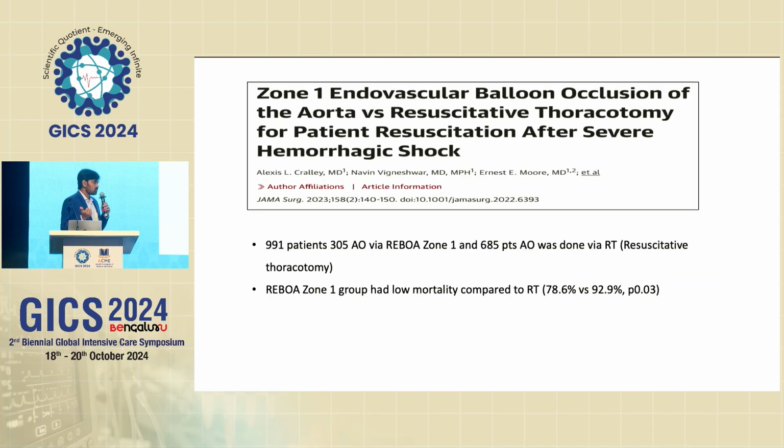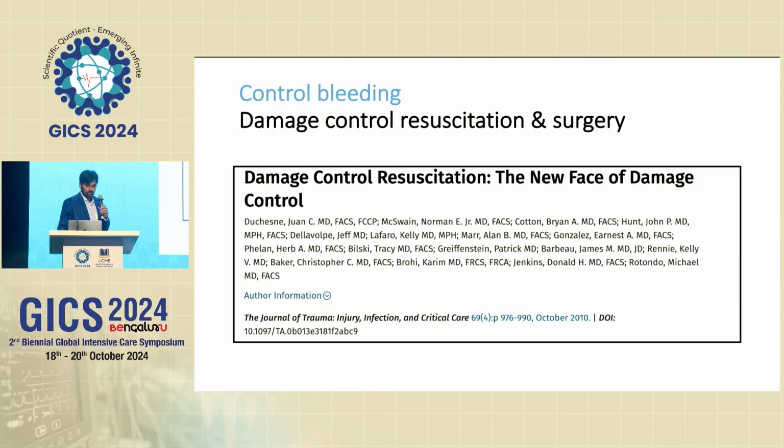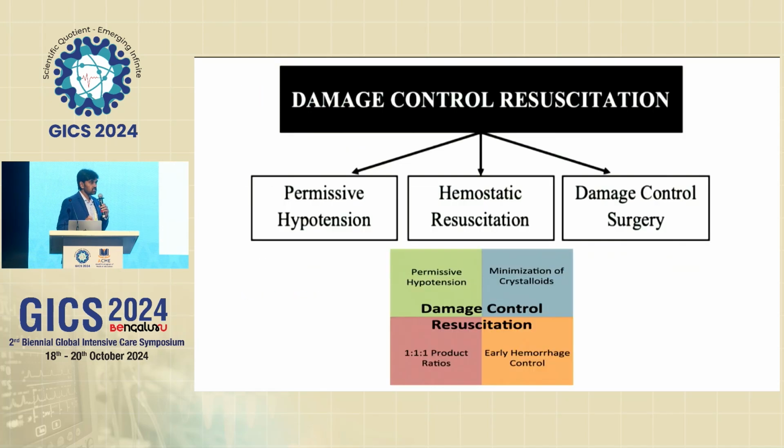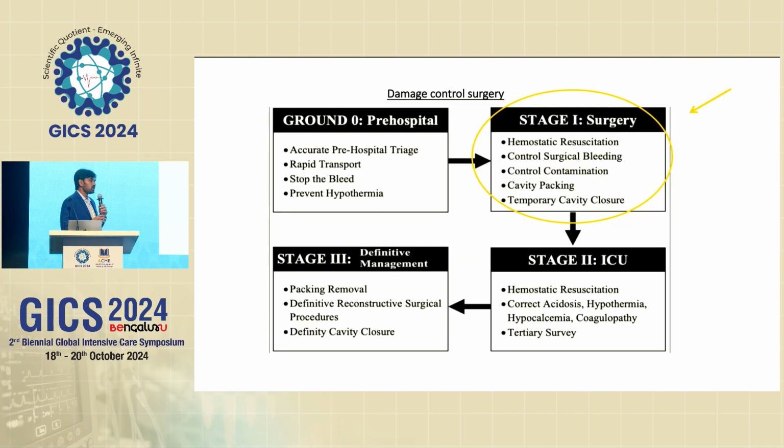But when this study compared it with resuscitative thoracotomy, it was associated with better results. Even though the majority of the patients died, fewer died in the REBOA group. So control bleeding, again damage control resuscitation and damage control surgery. What do you do in damage control resuscitation? You do permissive hypotension, you do less crystalloid transfusion, you do product transfusion, and you control the hemorrhage. So what do you do in damage control surgery?